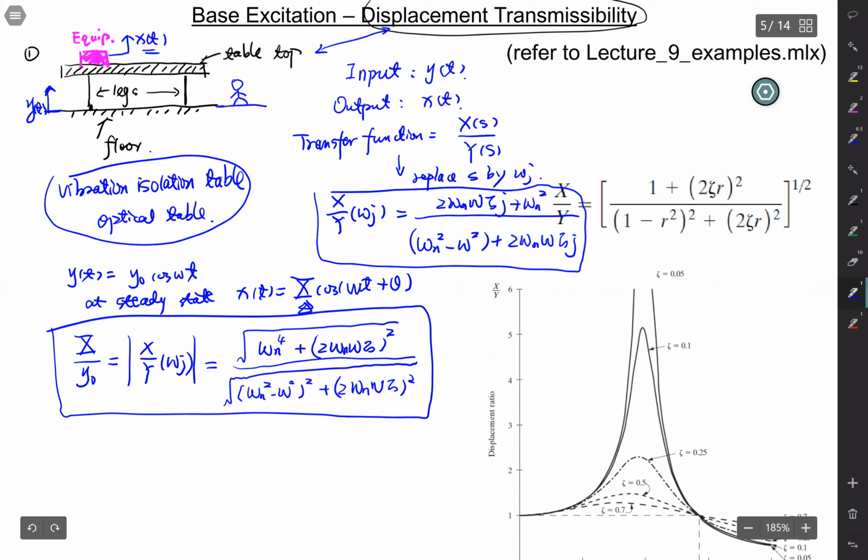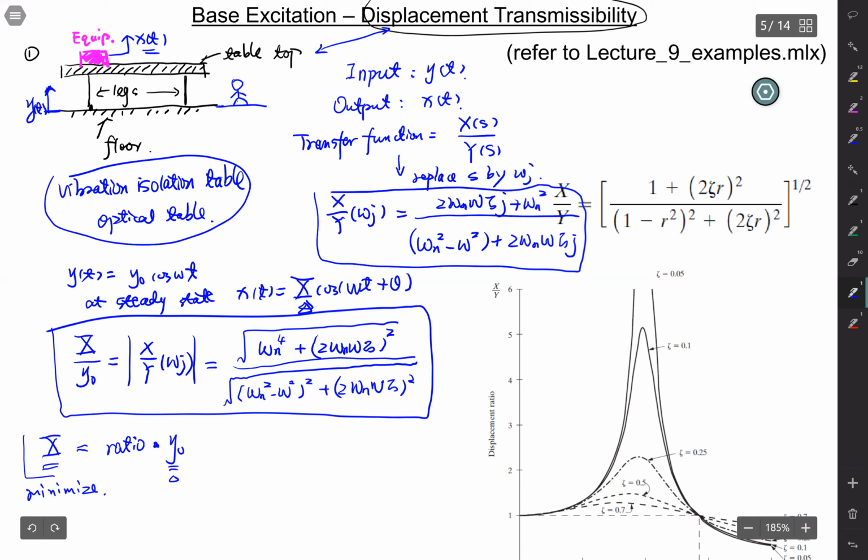So in this way, if you look at your output amplitude here, this amplitude equals a ratio times your y naught. Y naught is your excitation. And then you want to minimize your x amplitude in this case, right? We want to minimize the impact of your base excitation. So first of all, how do we design this table from that mathematical equation?